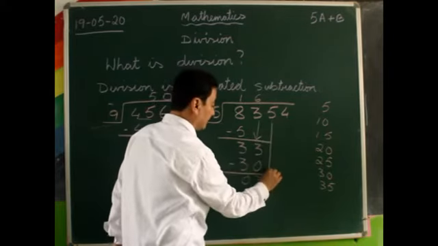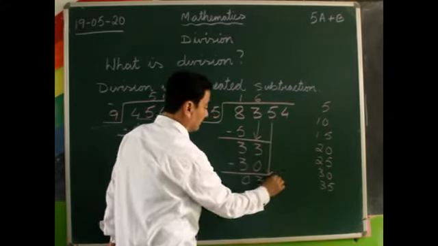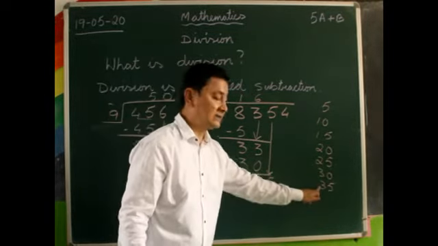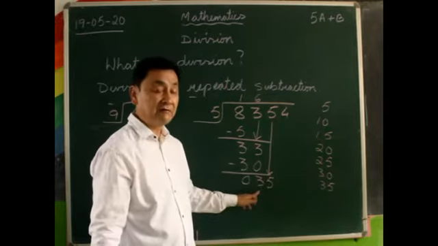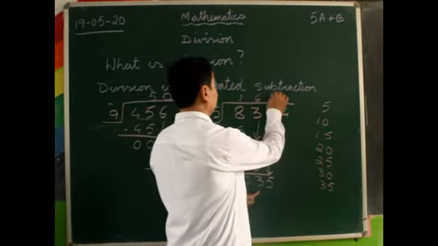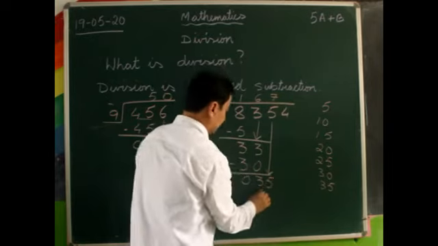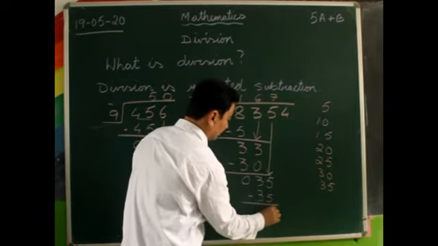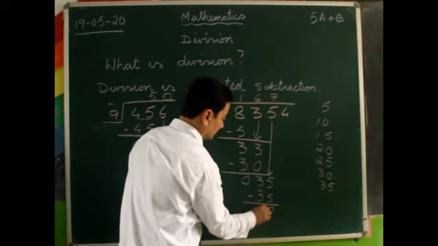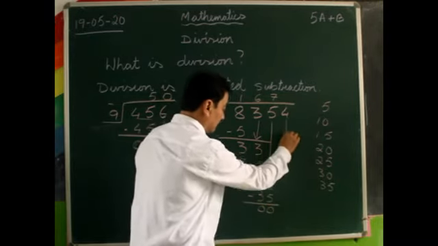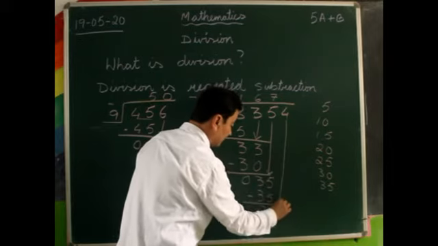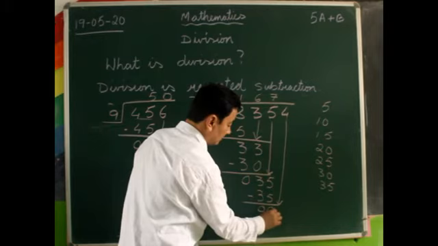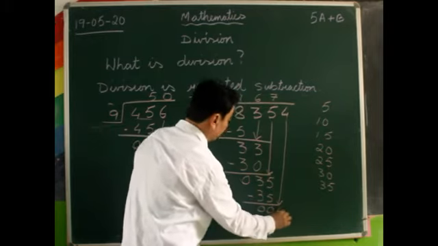Good, 5. So how much do we have over here? 35. Do we have a number here? Yes, we have. 5 goes into 35 how many times? 7. 5 sevens are 35. 5 minus 5 is 0, 3 minus 3 is 0. Now we have one more number to bring down, bring it down here.